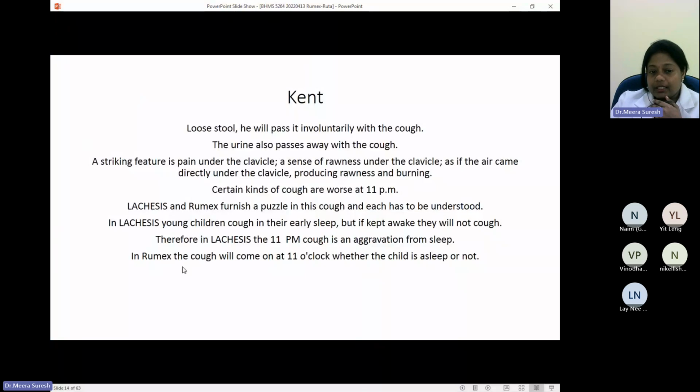But in case of Rumex, the cough will come on at 11 o'clock whether the child is asleep or not. So with regard to that sleep nature and the timing, we can differentiate Lachesis and Rumex.